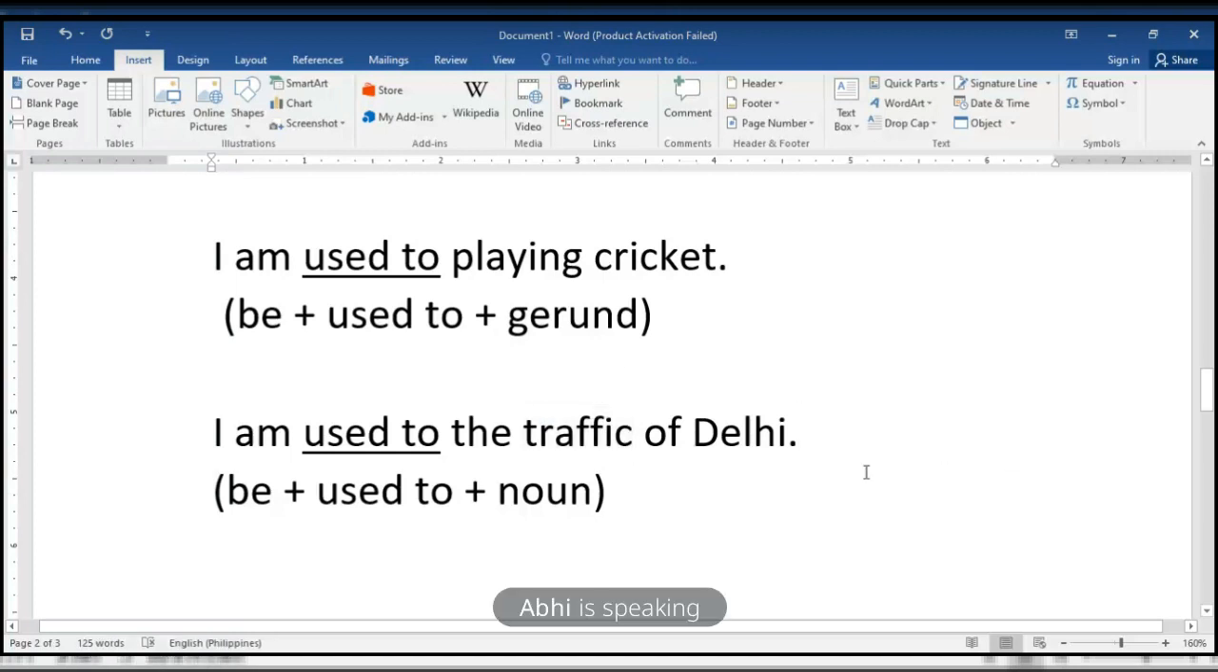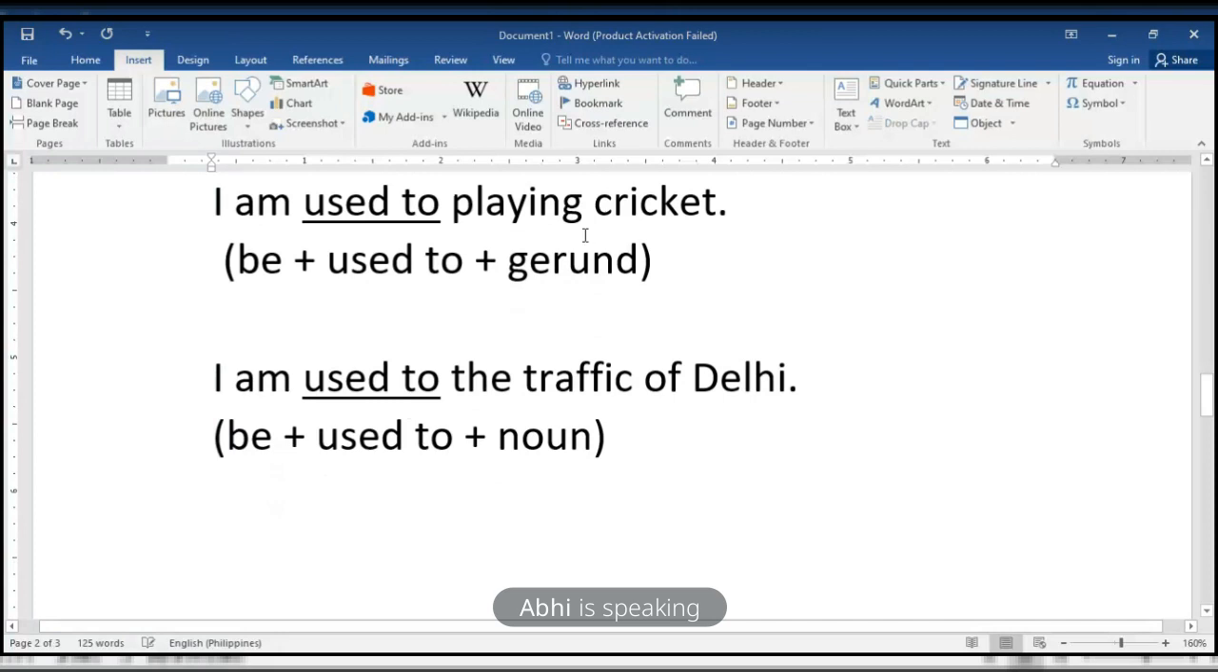If we use is, am, are, was, been, something like that after the subject, like I am used to, then am is a form of be. Okay, are you getting it? Yes, I think so, sir.